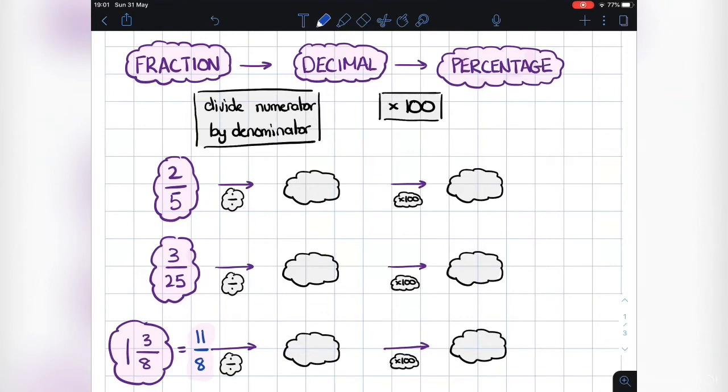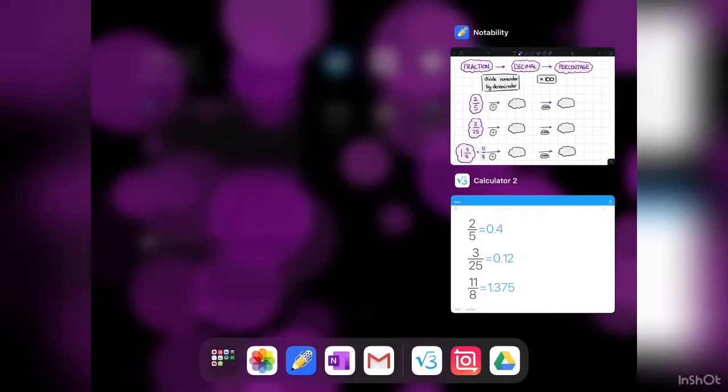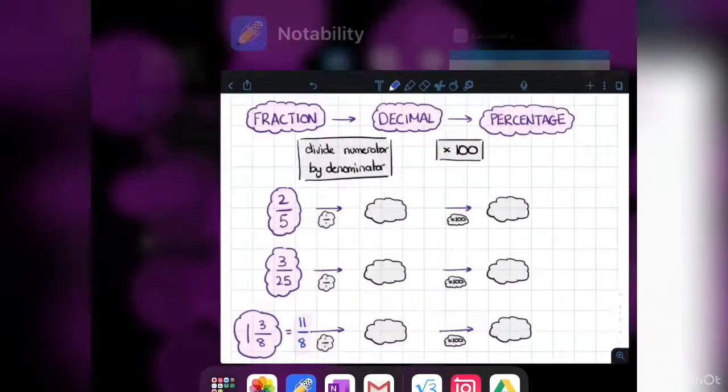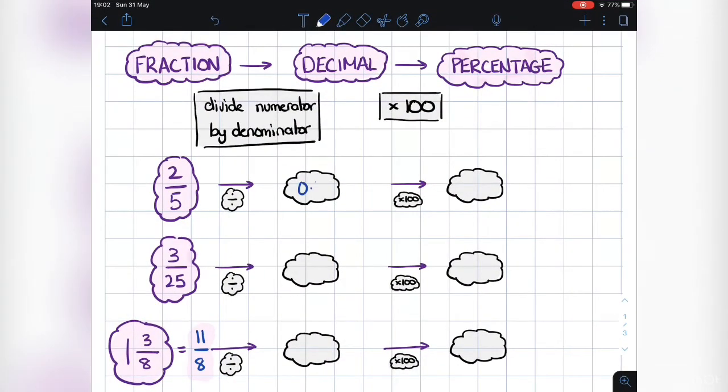So in the calculator, we do 2 divided by 5, 3 divided by 25, and 11 divided by 8. And our answers are as follows: 0.4, 0.12, and 1.375. So we write those in, and that is my first set of fractions converted into decimals.